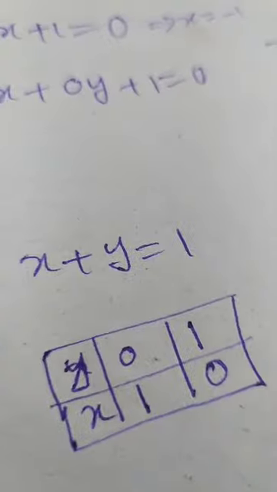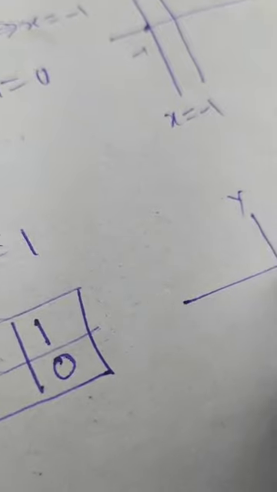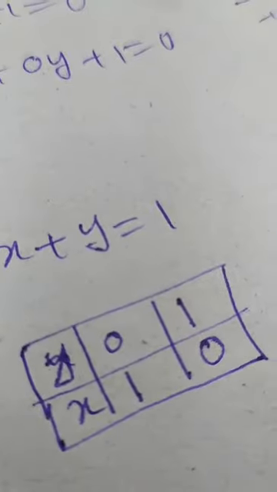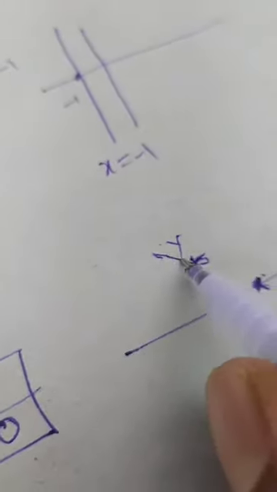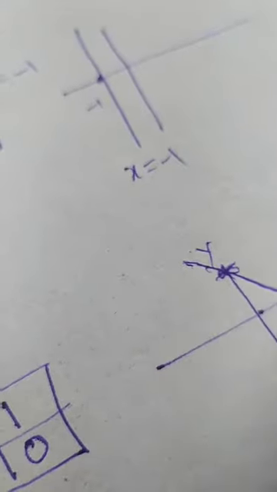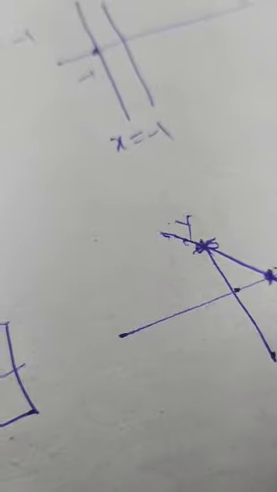Now let me draw the diagram. This is the y axis, this is the x axis. Now see y values 0 and 1. If y is 0, x is 1. This is the point. And if y is 1, x is 0. So this is the point. So by joining these two points, you will get the line of the equation. This is x plus y equal to 1.